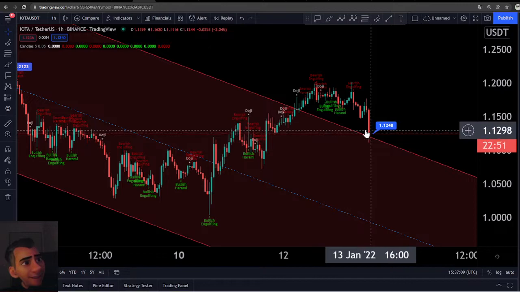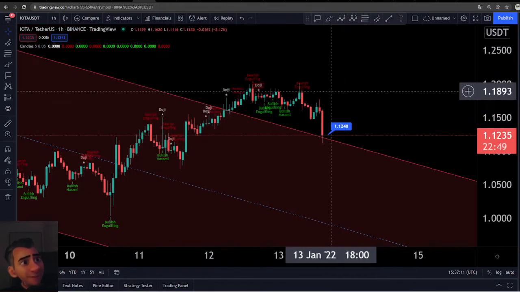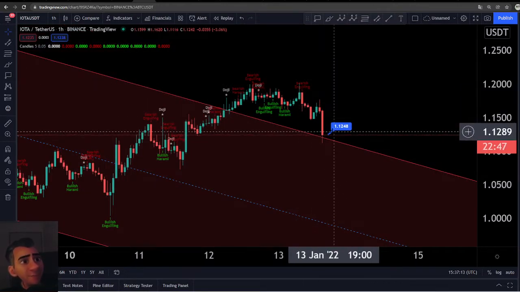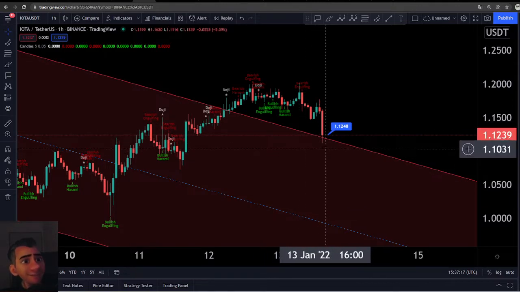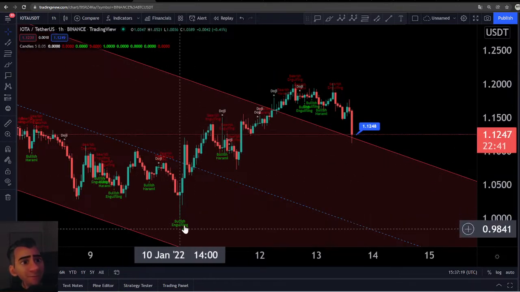So we need now a bullish candle. We saw here a bearish engulfing. After this, we went down. Okay. And now we need here a bullish one. Maybe a nice bullish engulfing. This one would be a nice one.